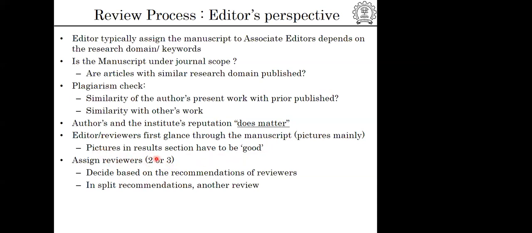Typically your manuscript goes to two or three reviewers. If there is a split recommendation, where one reviewer says it's a good manuscript and one says it's not, then the associate editor has to take a decision. So this is the kind of review process which you will typically encounter in your life.